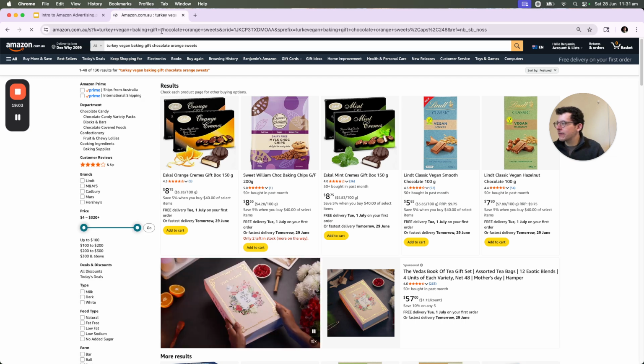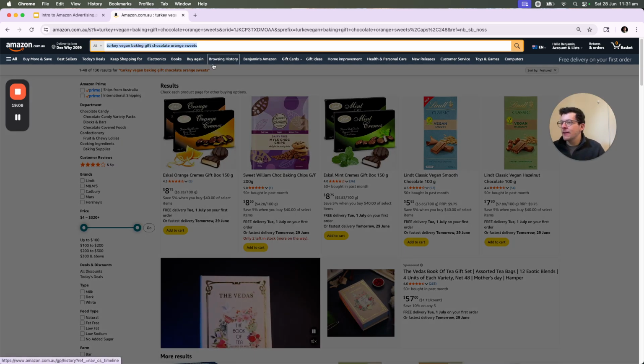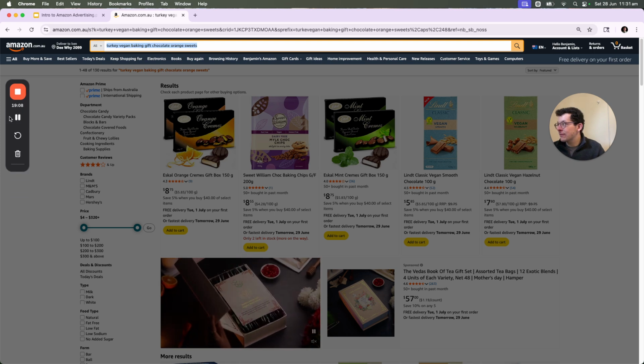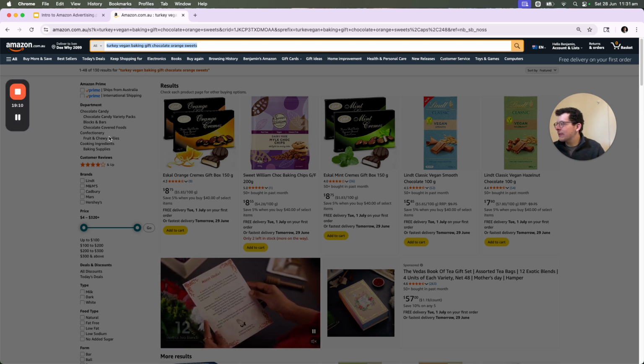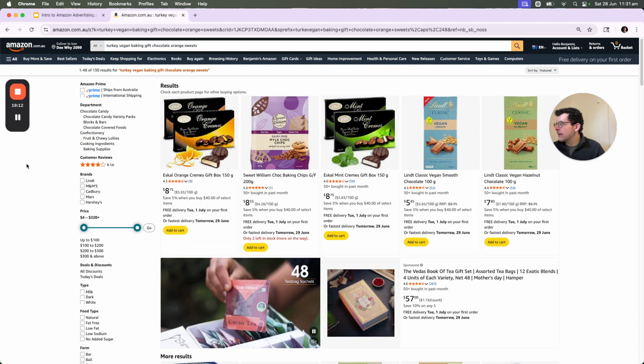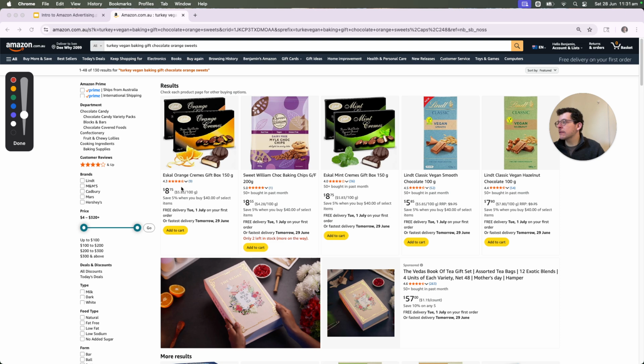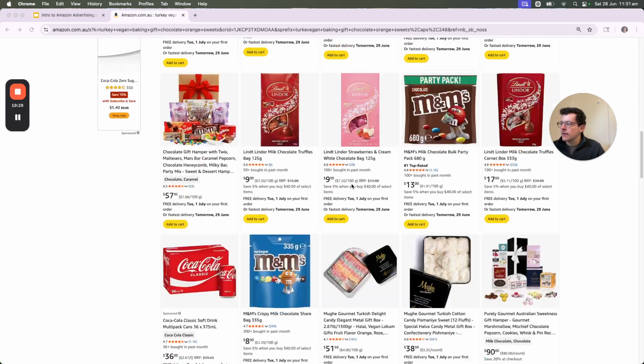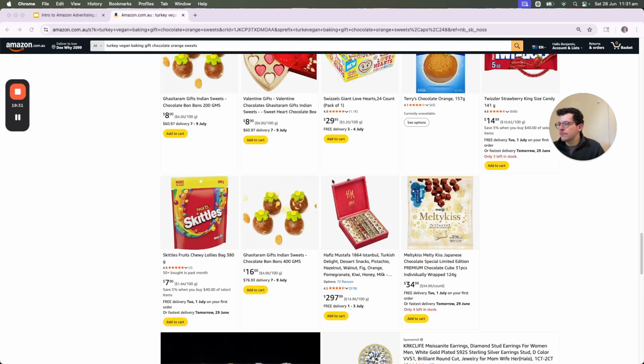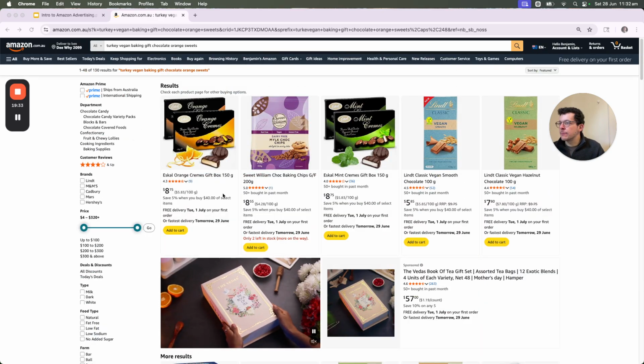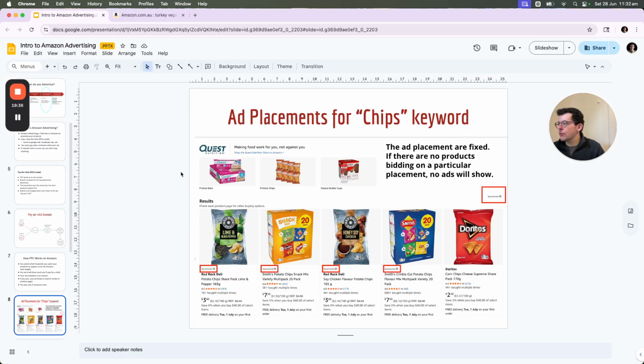Something very narrow. So something like this, where I'm probably the first person to search this ever. Turkey vegan baking, then you can see here there's no one advertising. There's no sponsored placements, or I guess except this one here. But it looks like they set up an automatic campaign, but you can see there's no placements at the top. So again, with very narrow campaigns, you'll find fewer brands advertising. That's kind of the point there.